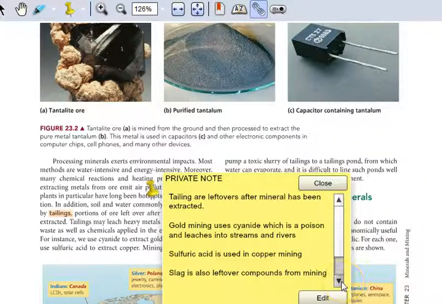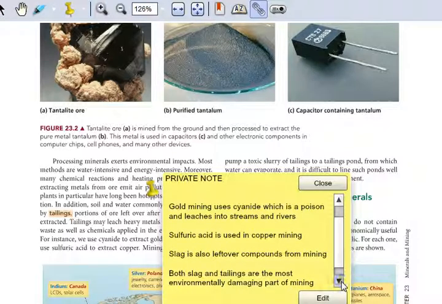And then slag is also leftover compounds from mining as well. And these two together, slag and tailings, are the most environmentally damaging part of mining. And so very often on an AP test you'll see a question like that. What's the most environmentally worst part of mining? And you need to know it's slag and tailings.